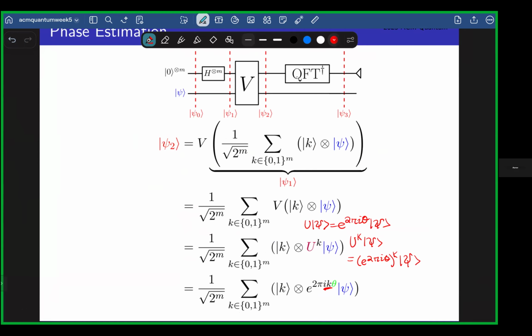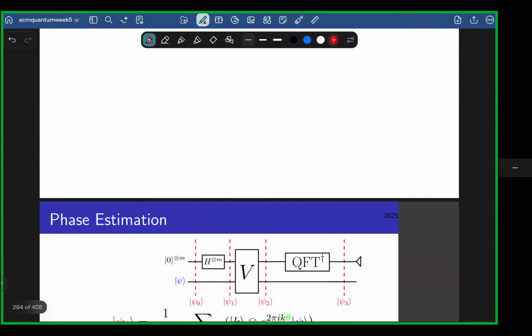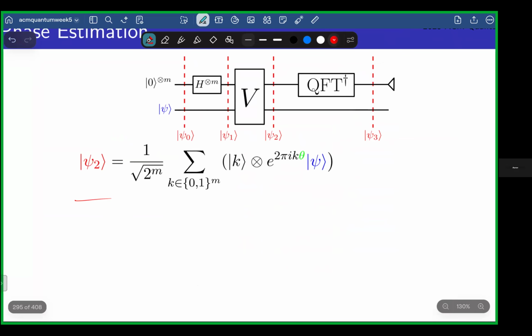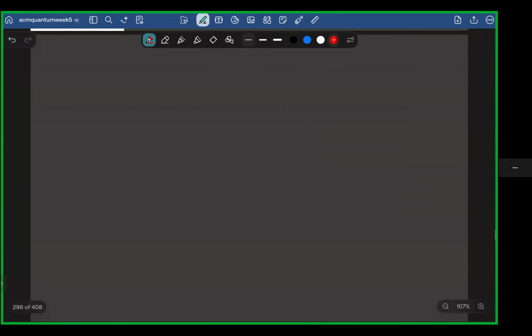Okay, all right, let's just continue for the sake of time. Here's that repeated again. Psi 2 is that state that we just determined after applying U^k times.